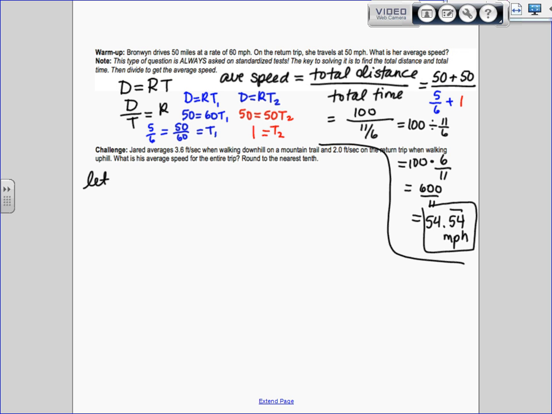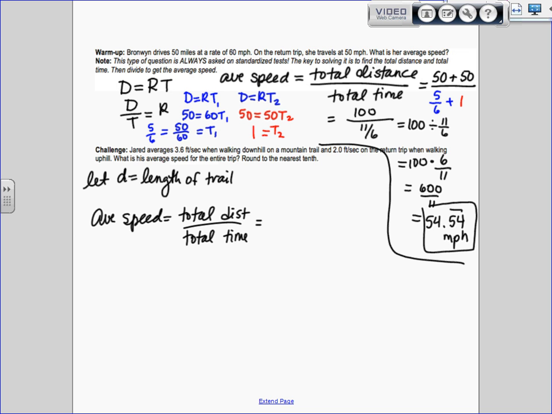We let D equal the length of the trail for his distance. And really, you could let it be anything. You could call it a mile, 2 miles, doesn't matter. The number that you put here doesn't matter at all. It will end up going away, and I'll show you why. Okay, so we set up our average speed, and we know we need the total distance divided by the total time. And in this case, his total distance was d plus d. We don't know what d is.